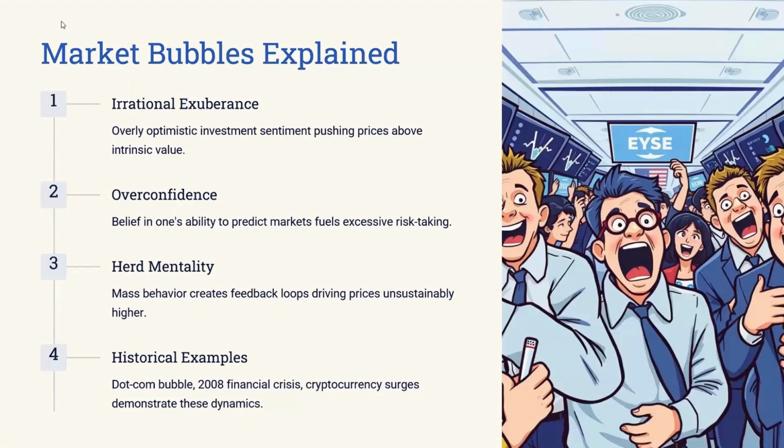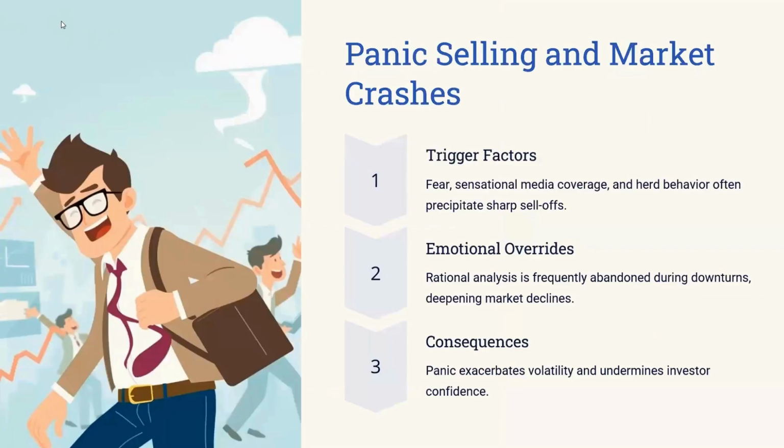Let's proceed to the next slide, which is about panic selling and market crashes. The first one is trigger factors. Fear is a primary emotion. It can be triggered by negative news, unexpected economic data, geopolitical events, or even just a significant initial drop in prices. The fear of losing capital becomes overwhelming, overriding long-term investment goals.